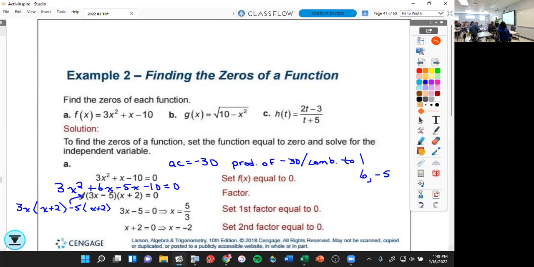So the question says for part A to find the zeros, did we? Yes, the zeros are negative 2 and 5/3, to put them in order, small to large. Okay.